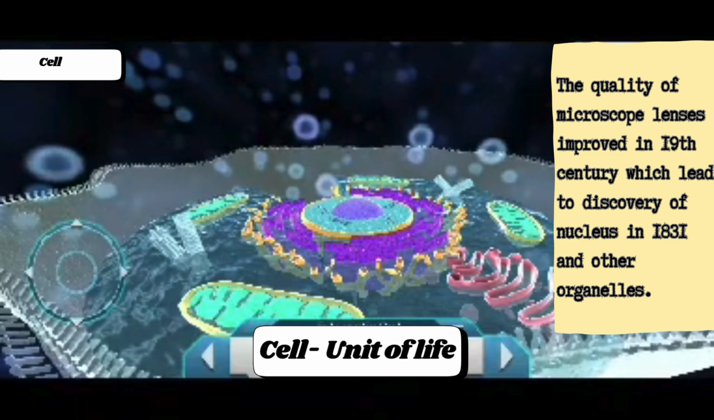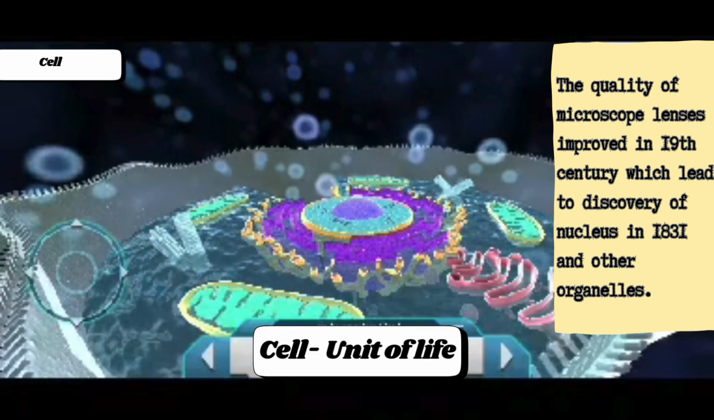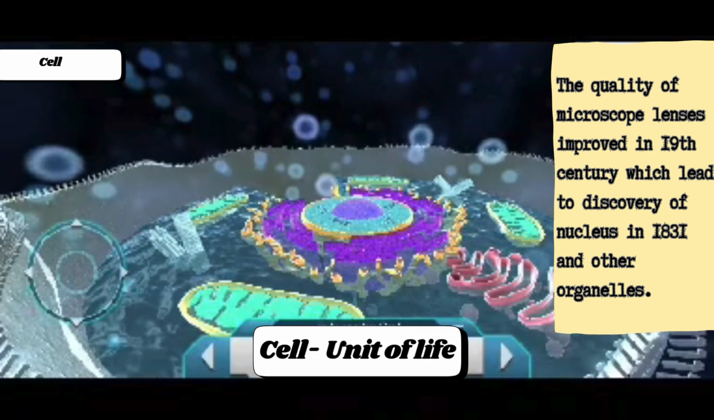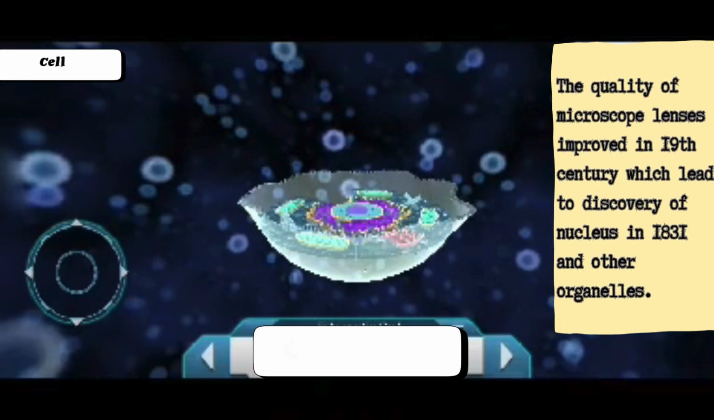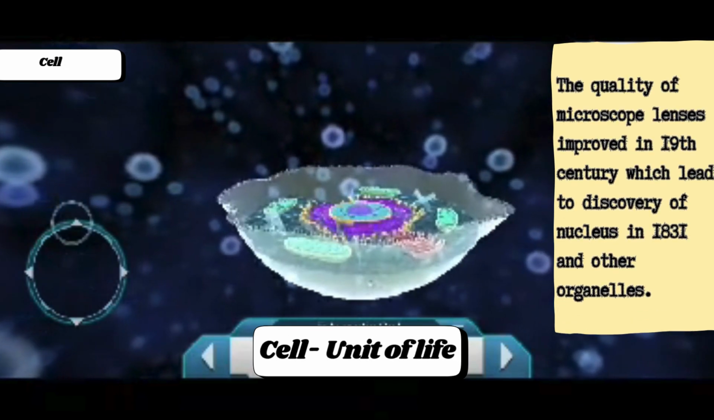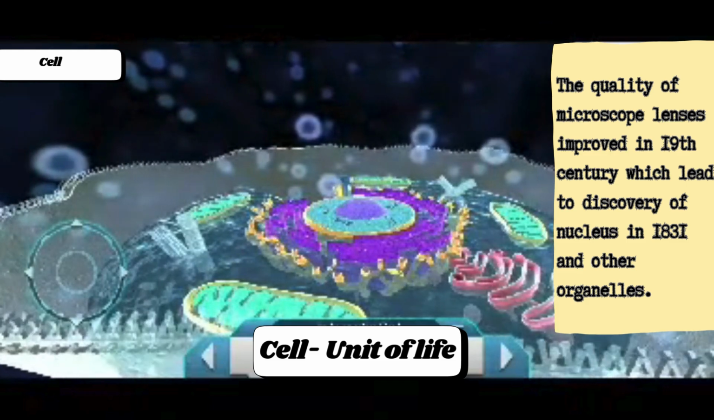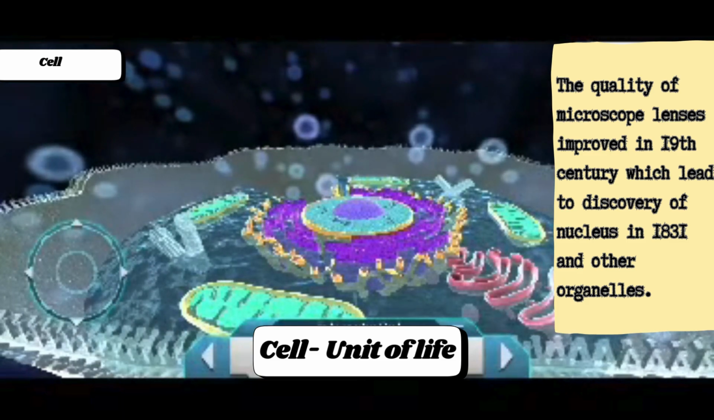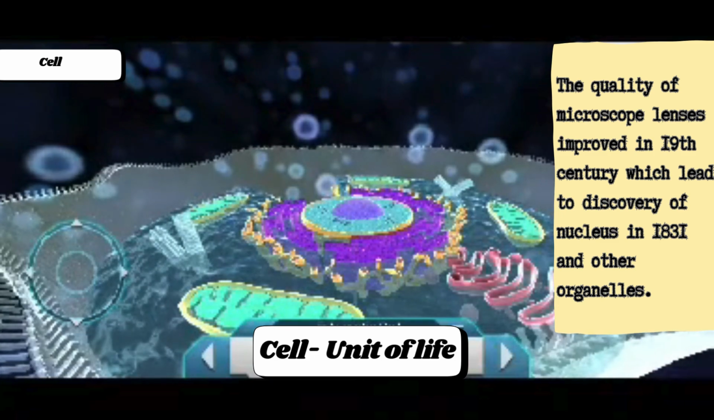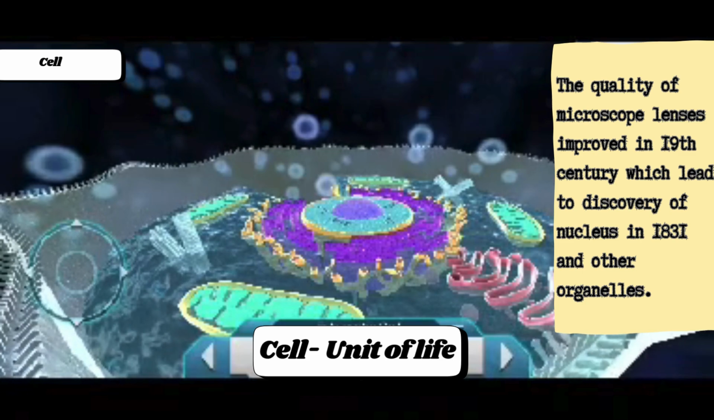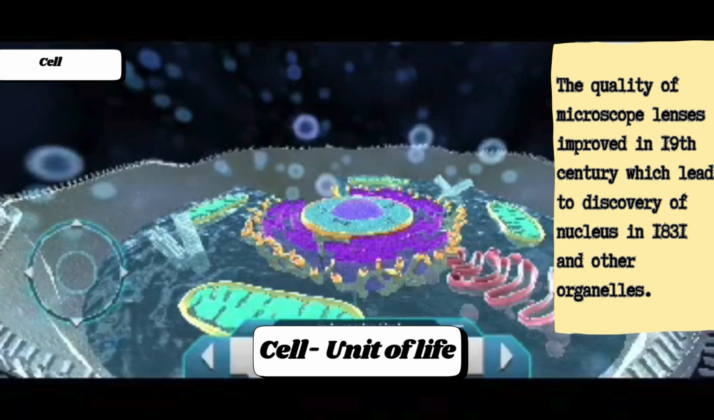In 1665, Robert Hooke discovered cell when he examined a thin slice of cork tissues under a compound microscope. He observed cells as empty chambers with thick outer coverings. However, the quality of microscope lenses improved greatly in the 19th century, which led to the discovery of cell nucleus in 1831 and many cytoplasmic organelles in coming years.